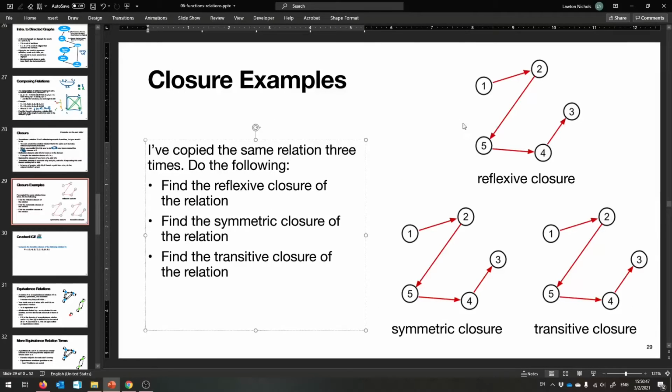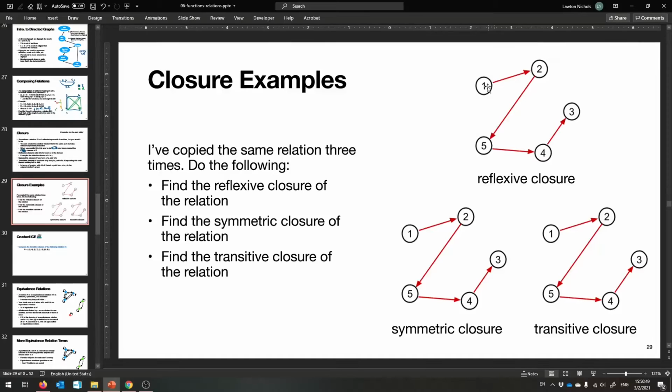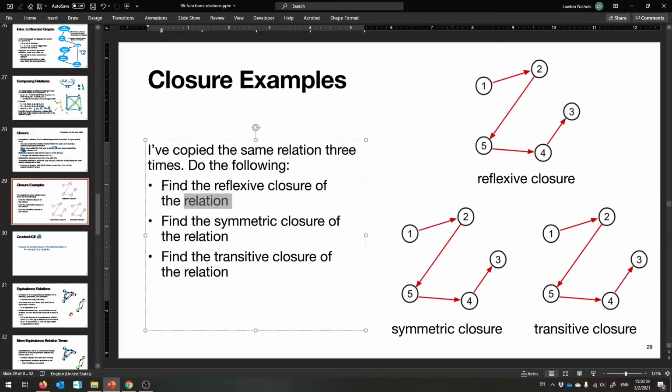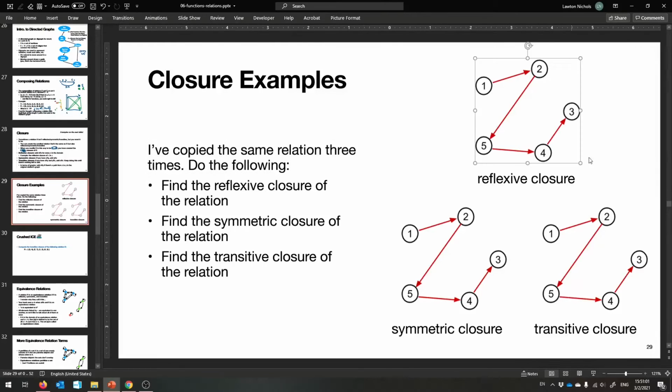Okay, so I stole this relation from the book. Here it is. 1's related to 2, 2's related to 5, 5 is related to 4, 4 is related to 3. That's the original relation R, okay? What we're going to do now is find its reflexive closure first. So let's modify this to be reflexive. So what does it mean for a relation to be reflexive? You got to add x related to x for everyone. So this is the reflexive closure.